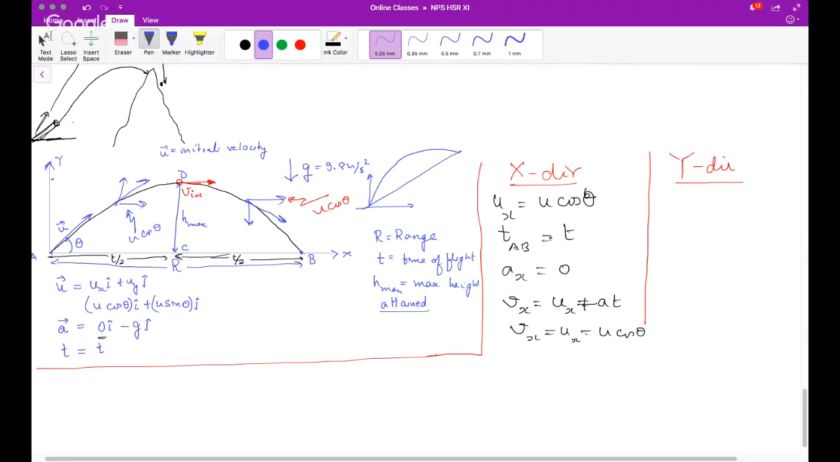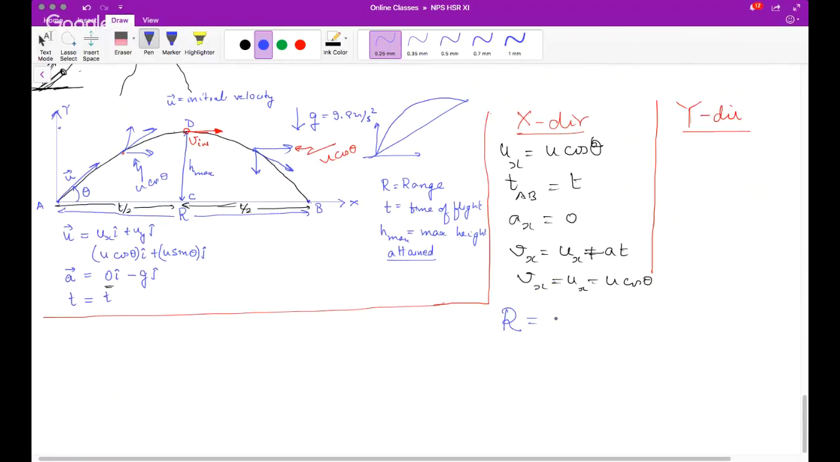Okay, fair enough. Now clearly, what do I know? The range r will be nothing but ux into t, because there is no acceleration. This is one. Now let's analyze the y direction, where uy was u sine theta.